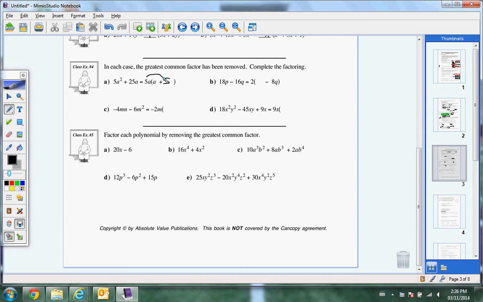So 16 divided by 2, Xander, was 8. 9p. So 18 divided by 2 is 9, so 9p. P and q are different, so we can't take out a p or a q, so we leave it. Good.